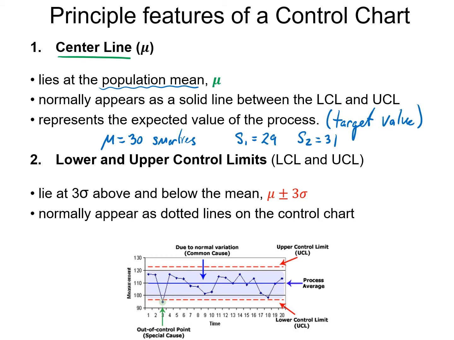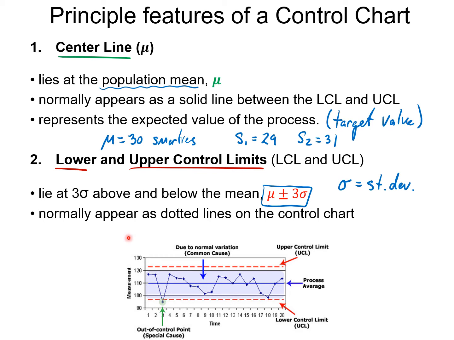So the second principal feature of a control chart is the lower and upper control limits, the LCL and the UCL. And what are they? Well, they're lines that lie at 3 sigma, or 3 standard deviations, above and below the mean. And we have a formula for this. It looks like this: the mean plus or minus 3 standard deviations. Let's not forget that sigma stands for standard deviation. You can calculate that if you have your data. And it normally appears as a dotted line on the control chart. So we have our dotted lines.